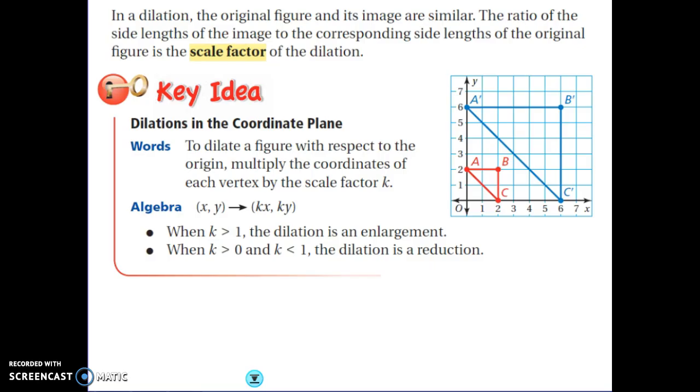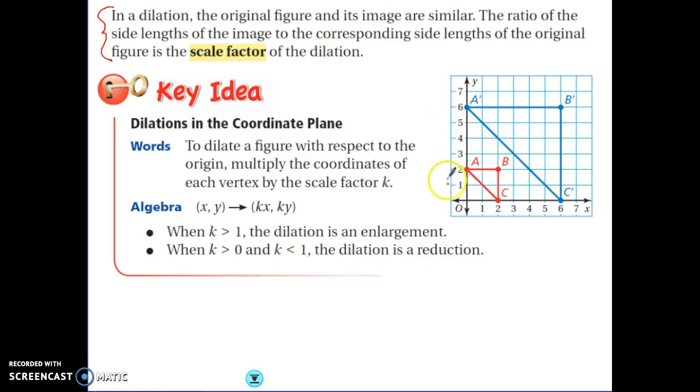On our next slide, we're going to be talking about dilations graphically. In a dilation, the original figure and its image are similar. The ratio of the side lengths of the image to the corresponding side lengths of the original figure is the scale factor of the dilation.